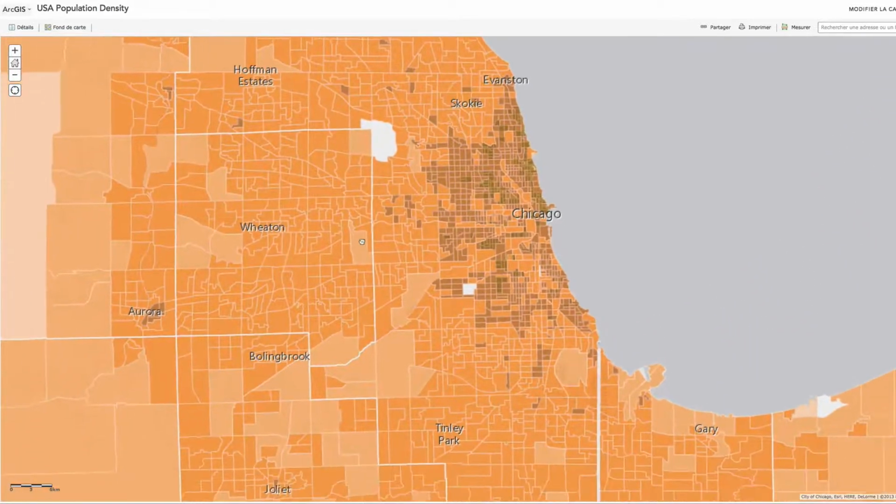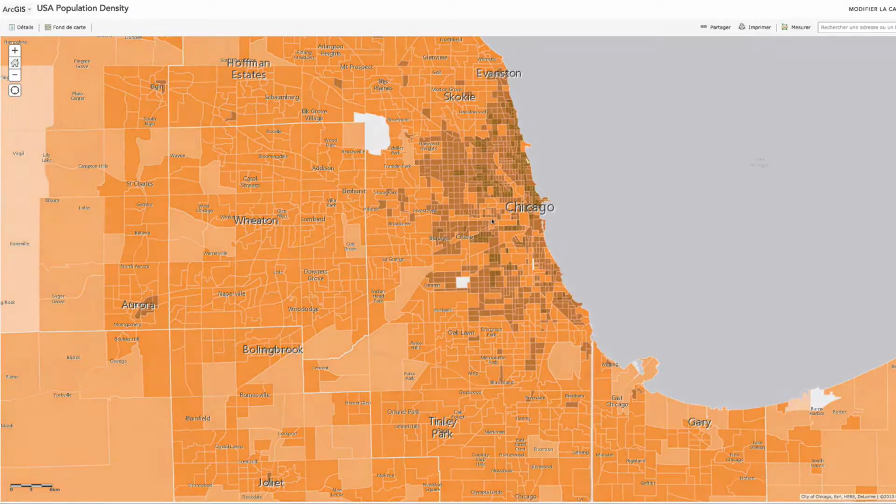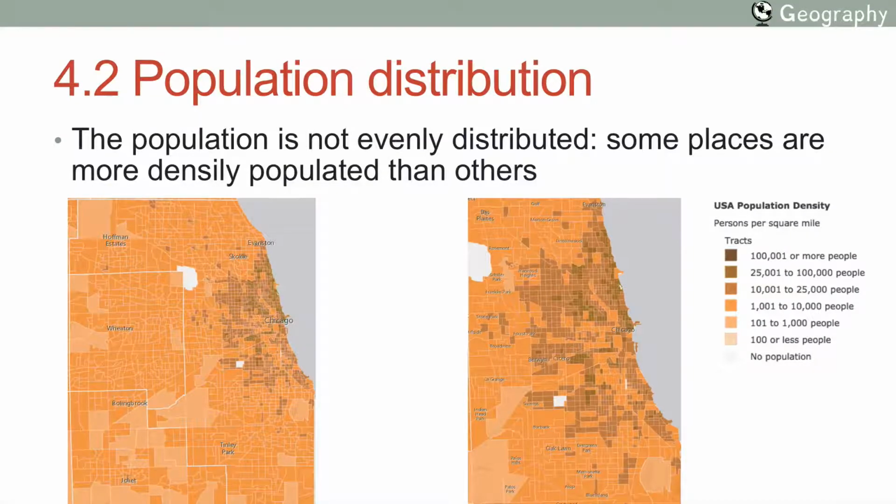Now if we zoom in even closer, you can see that the city center is much more populated, much more dense than the surroundings. Okay, do you remember the concentric circles of the Burgess model? On this document, let's try to identify the central business district, the 19th century neighborhoods, and the suburbs.